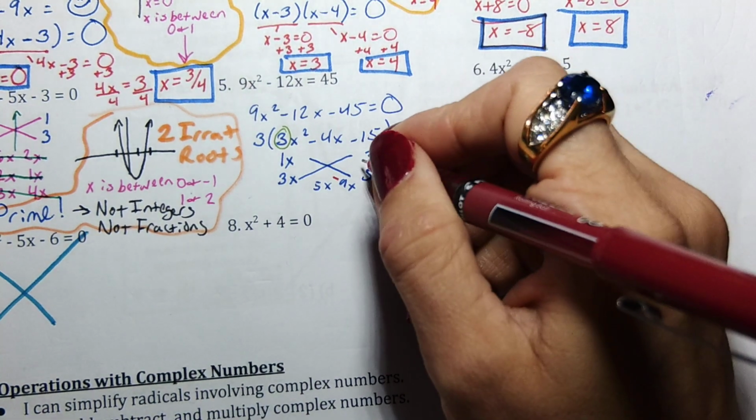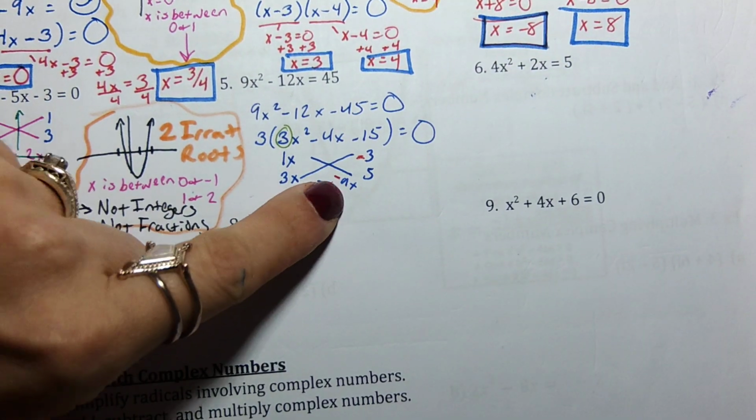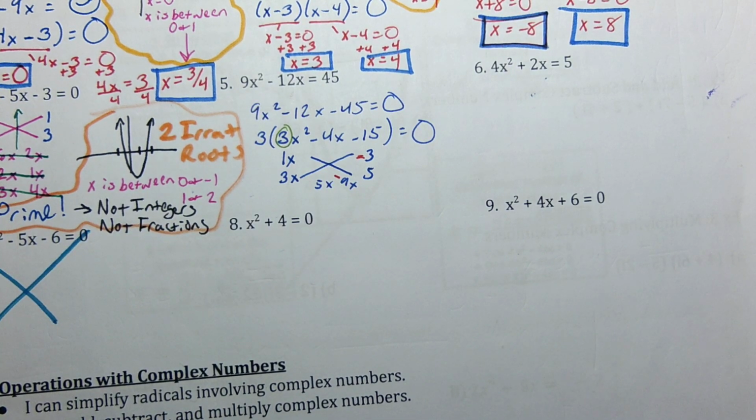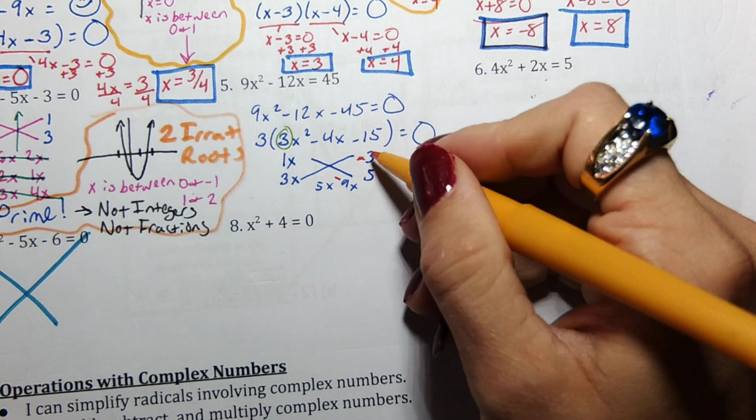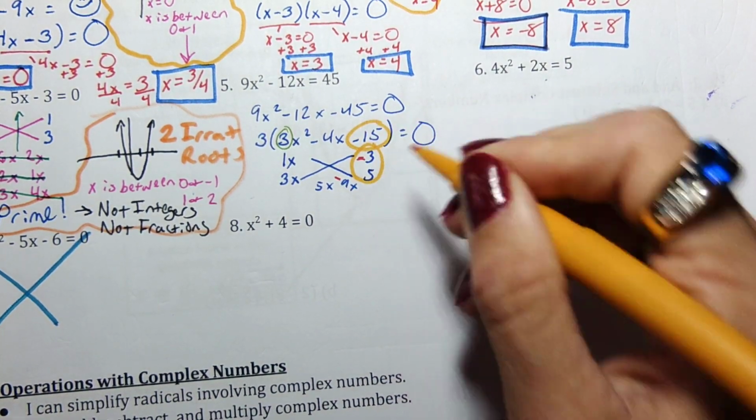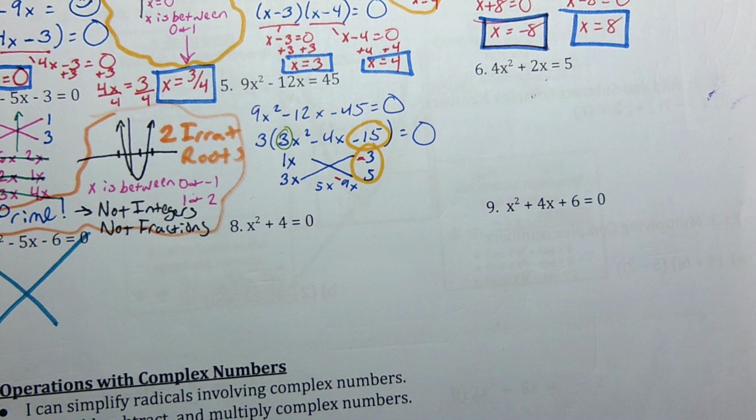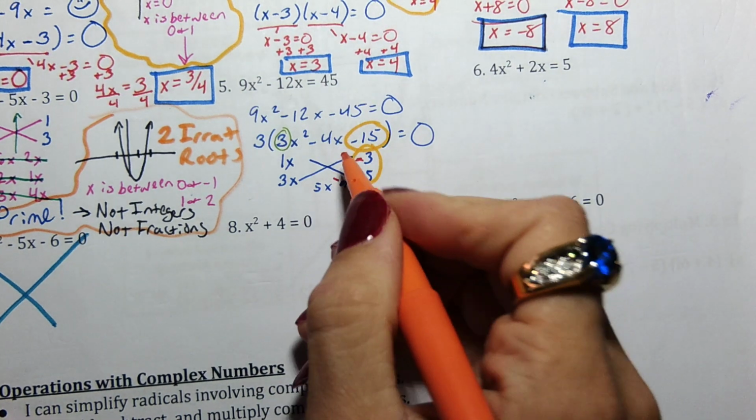So we need our 3 to be negative in order to get the 9 to be negative. So your last step before writing the factors is to make sure that we are getting the right product number. So is negative 3 times 5 negative 15? Sure is. So we are now ready to write the factored form.